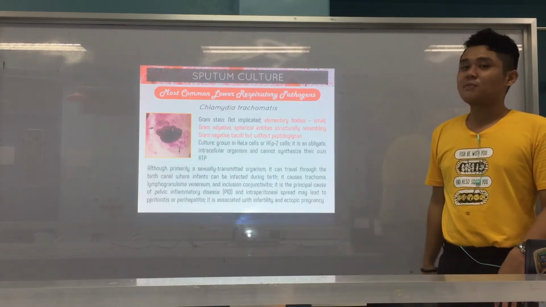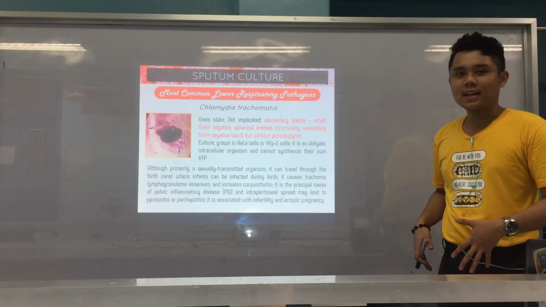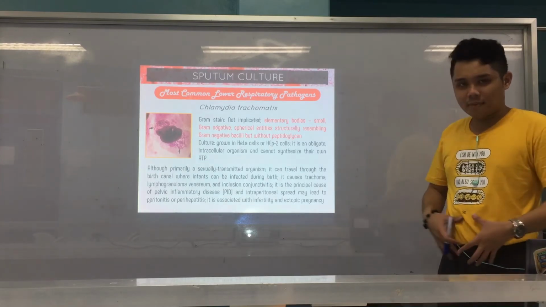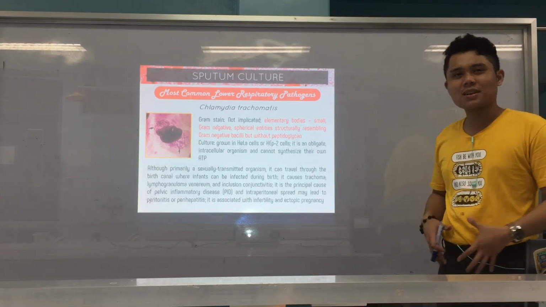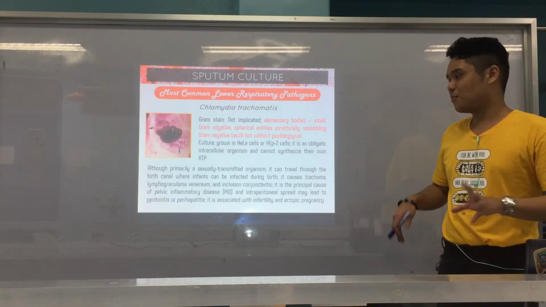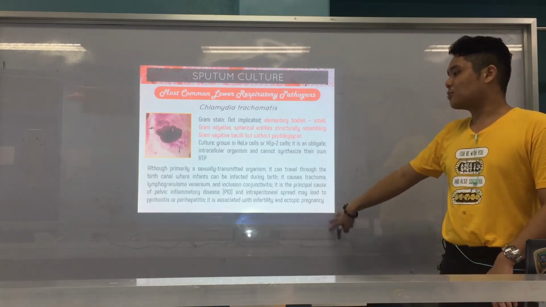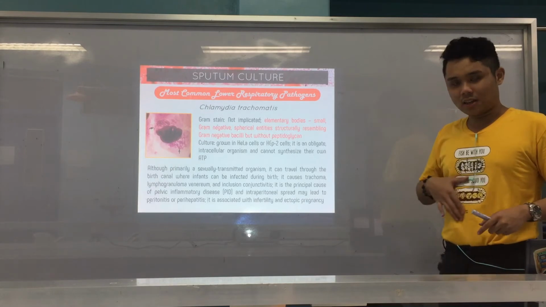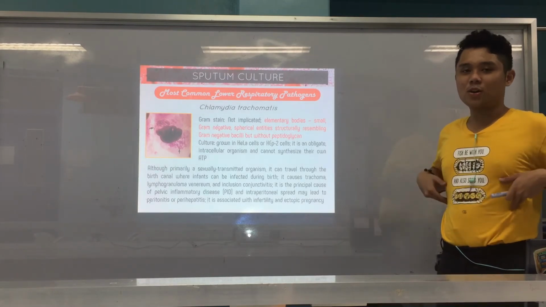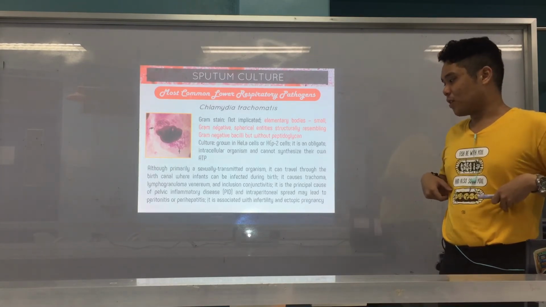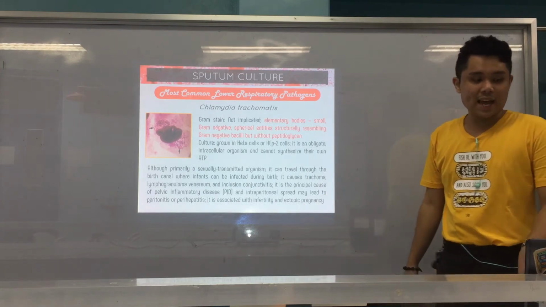Principal cause of pelvic inflammatory disease, so usually in females, so it reaches the pelvis, basically wherever there is pelvic inflammation. And intraperitoneal spread and may lead to peritonitis, okay, and perihepatitis, so inflammation of the surrounding of the liver, okay, and can be associated with infertility and ectopic pregnancy.